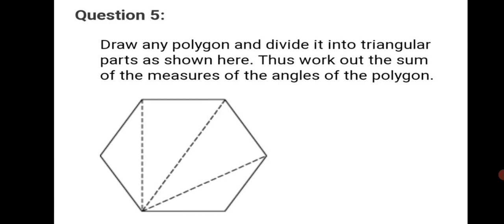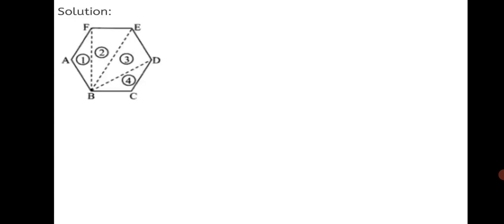So to find out the sum of the measures of the angles of the polygon, we should know the measure of each triangle. We know that the sum of the angles of any triangle is 180 degrees. That means if we add 180 degrees 4 times, we will get the sum of the measures of the angles of this polygon. So let's have a look at the solution.